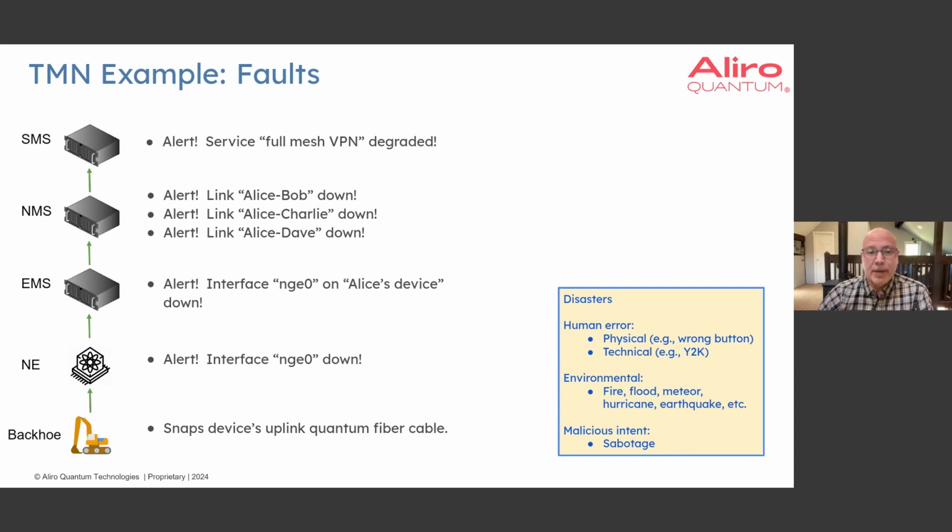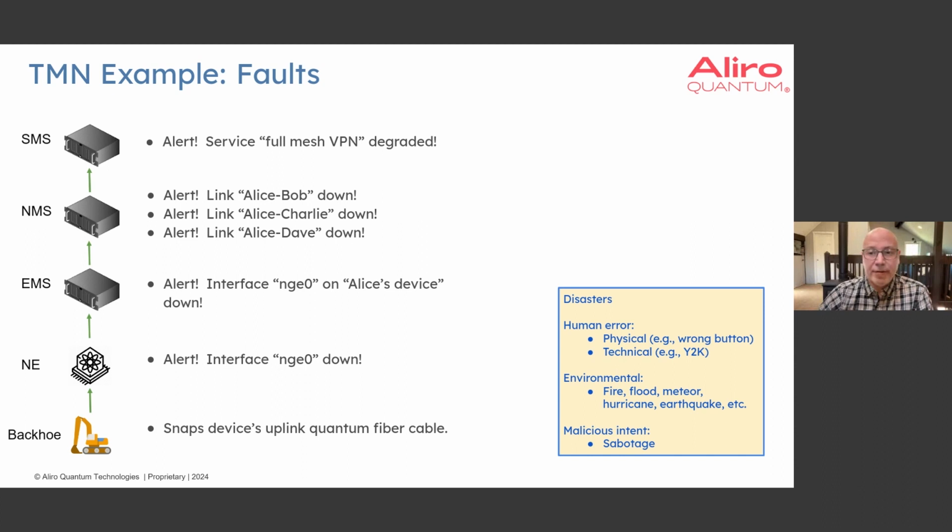But in any case, something's happened to disrupt the uplink quantum fiber cable, and at that point, the network element just detects that event and sends an alert saying interface down, which is received by the element management system, which converts that alert into a higher level alert saying Alice's device is down, or the interface on Alice's device is down, which is then received by the NMS layer, realizing that if Alice's device is down, then the various links that connect to that device must also be down.